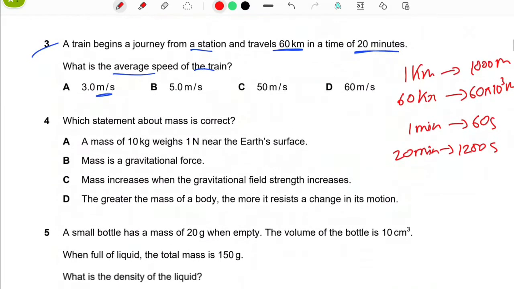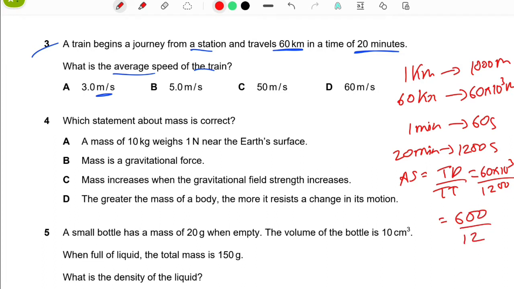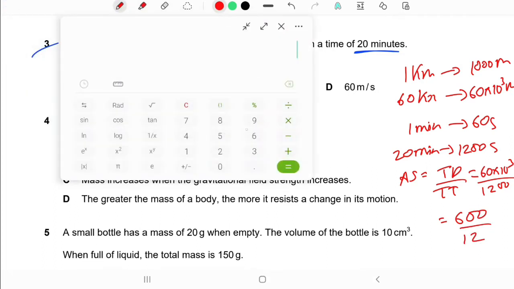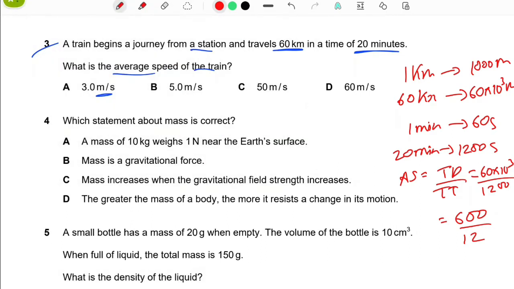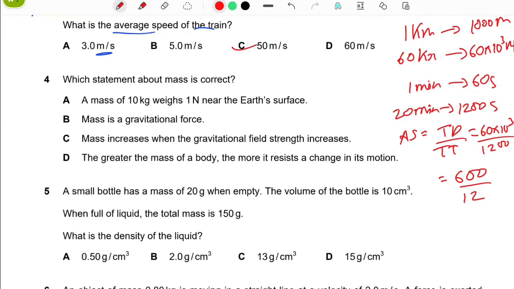And now we simply have to use the formula average speed is equal to total distance upon total time taken. The total distance is 60 into 10 to the power 3 divided by 1200, and if we cut two zeros it will be like this, 600 divided by 12, and the answer is 50. So yeah, we have an option 50. So C is our answer. So now let's move to the fourth question.